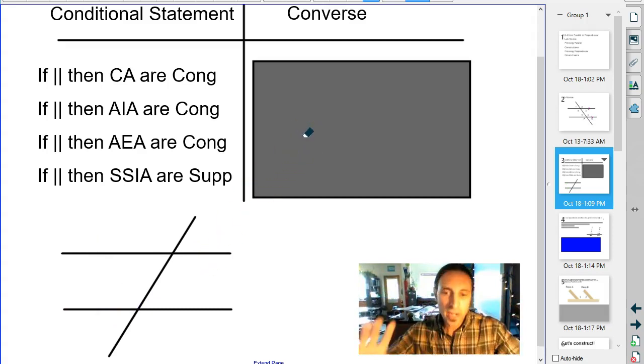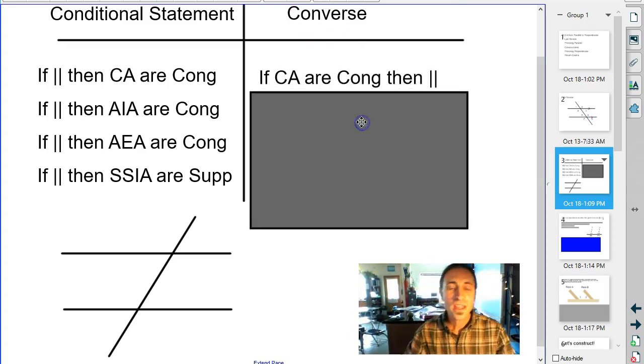So when we talk about a converse, in a conditional statement, if P then Q, the converse means to switch the conclusion with the hypothesis, and you get if Q then P. So, drum roll. Should we do drum roll?